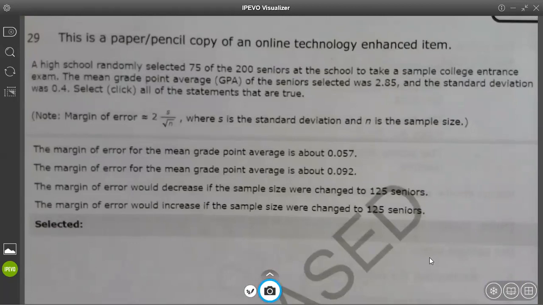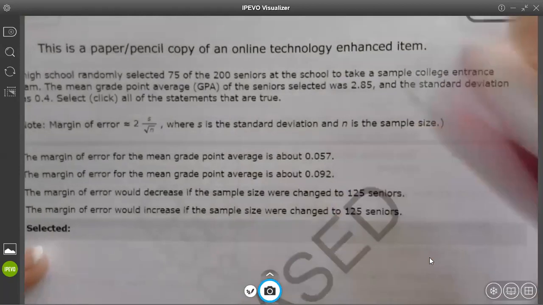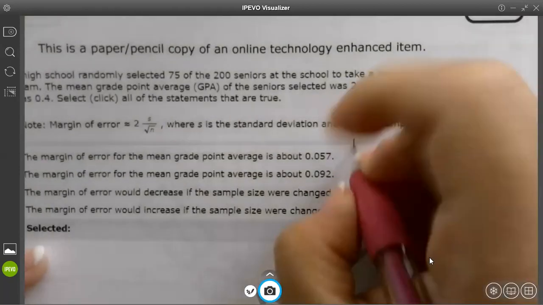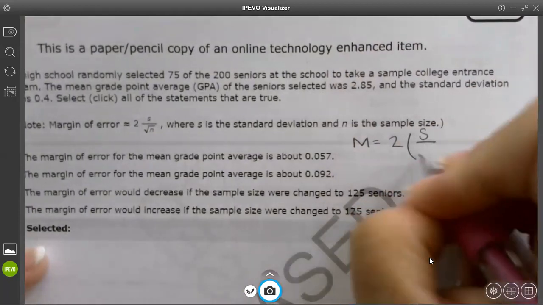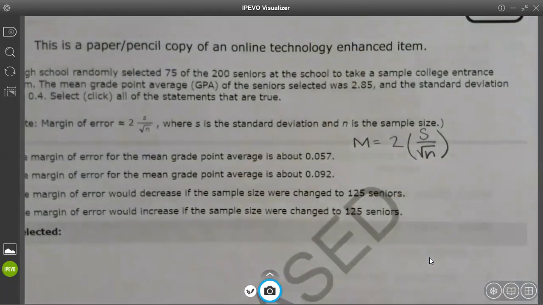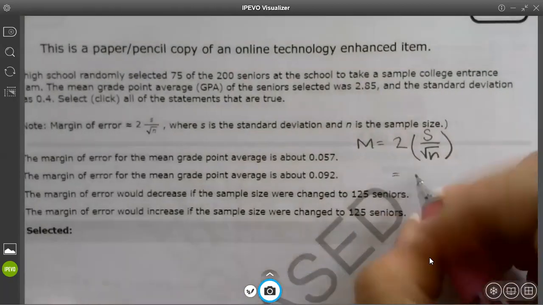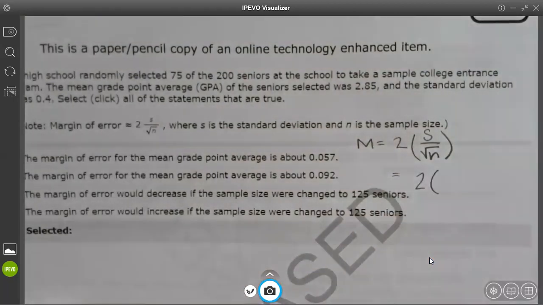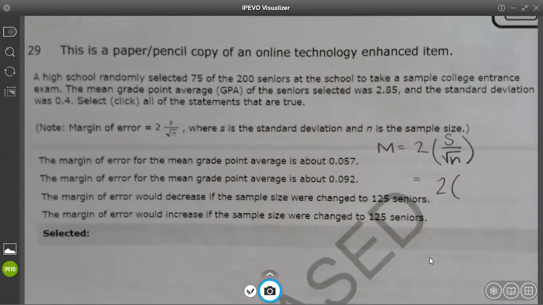Okay, so we're going to go ahead and work on that. We're going to start with your margin of error equals 2 times S over the square root of n. What was your standard deviation? What did they tell you? Read your problem. Guys, read it. Come on, answer.